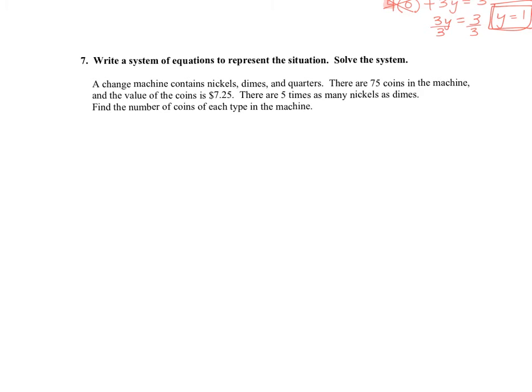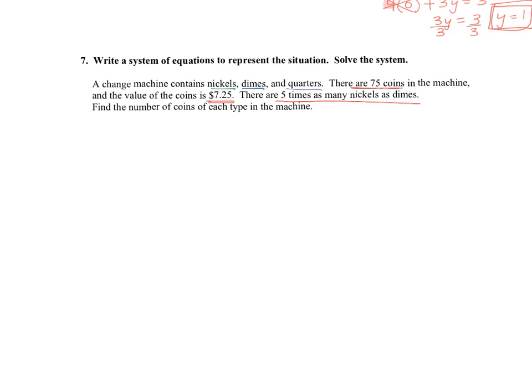Number 7 says, write a system of equations to represent the situation and solve the system. Last one. Okay, so this one, we are doing a money thing again. It says a change machine contains nickels, dimes, and quarters. There are 75 coins in the machine, and the value of the coins is $7.25. There are 5 times as many nickels as dimes. Find the number of coins in each machine.